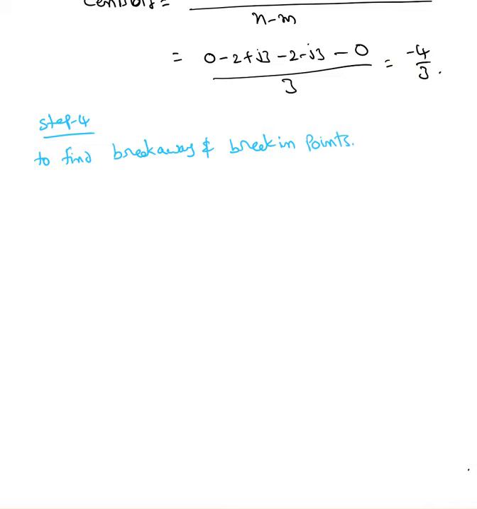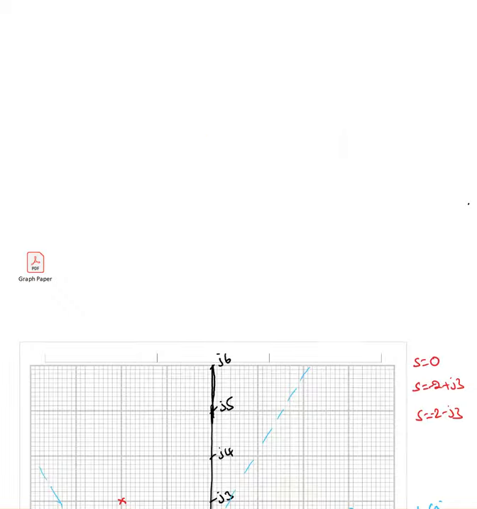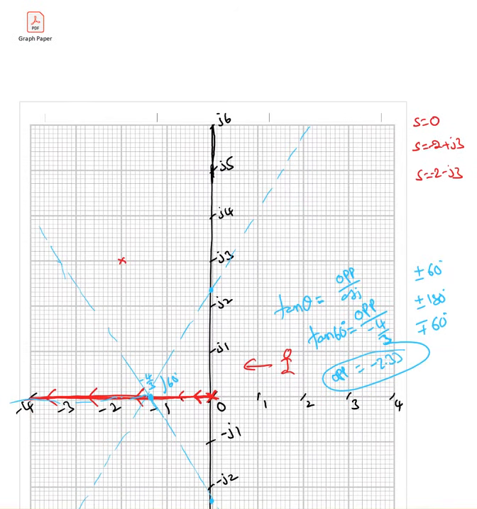Next step is finding the breakaway or break-in point. So what is a breakaway and break-in point here? This Loci, the red line, is it going to break away from the real axis at any point? That's what we're finding.